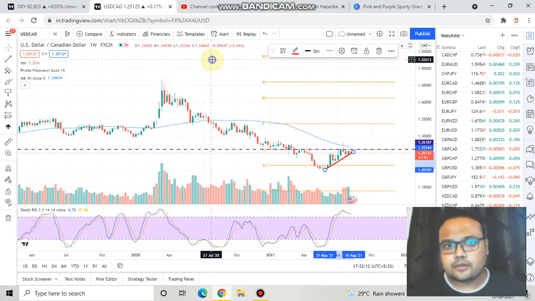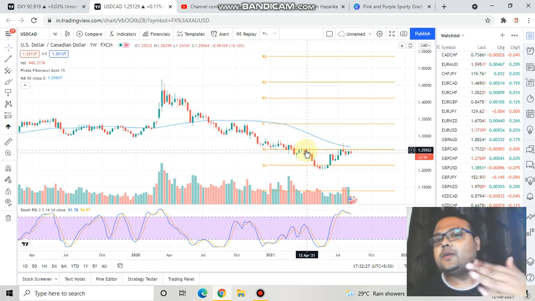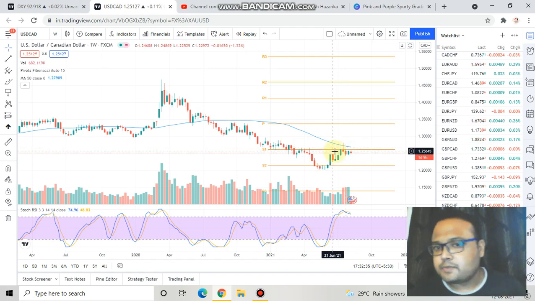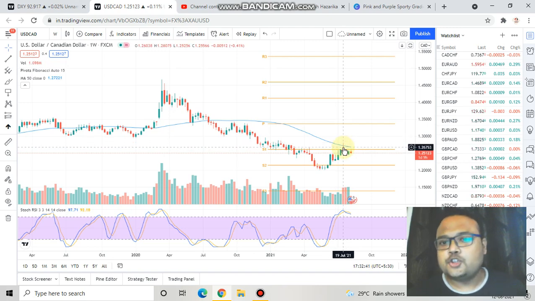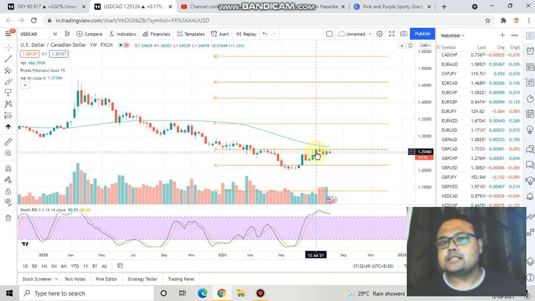This is the weekly chart of USD CAD, and you can see that here we have a resistance. In the month of March and April, the market was struggling with this resistance, and after that the market failed and came down. Again the market is struggling to cross this particular resistance, 1.2610. On 19th July the market tried to go up, but the price failed to sustain again. Ultimately the market had to close below the resistance, and it is still trading below the resistance.